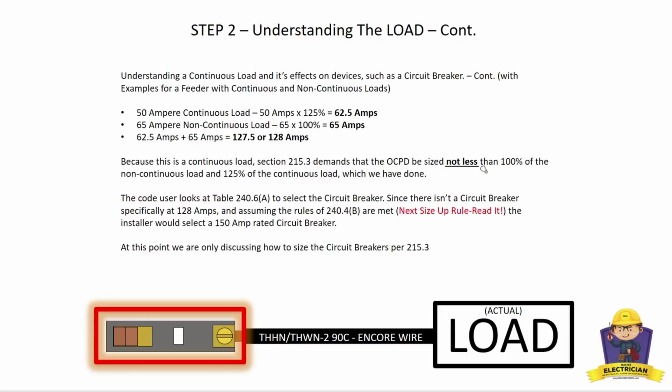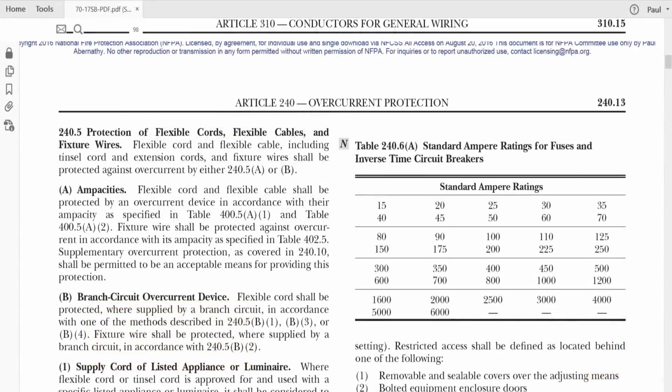Because it's a continuous load as defined in 215.3, the demand at the overcurrent device must be not less than 100% of the non-continuous and 125% of the continuous. We've already done that, and we're pretty used to that part by now. The code user looks at 240.6(A) like we just did a minute ago, and looks for a circuit breaker that's 128 amperes. Well, there isn't one, and let's assume they're using the next size up rule again. Using that rule, the next size up would be 150. So if we look at the code, we can verify that.